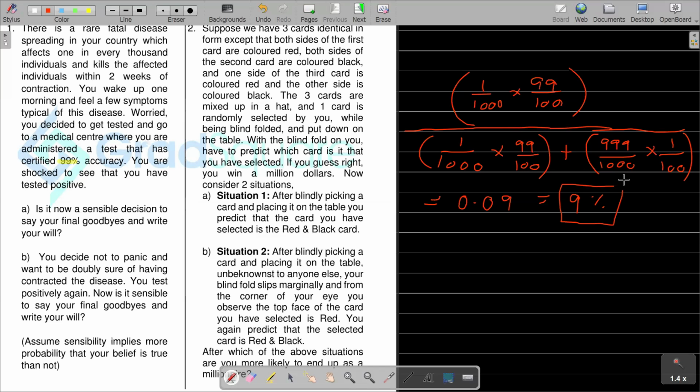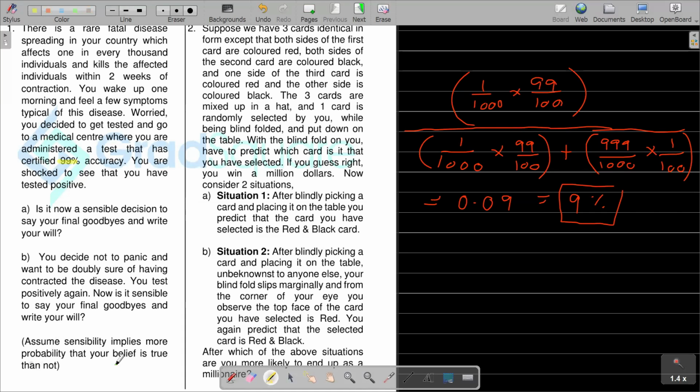If this is clear, then you read statement B. So you are someone who is rational. You realize that 9% probability is not enough. I don't know whether this is the right result or not. So you take the test again. And again, you test positive. Now tell me, does it make sense to write your will?